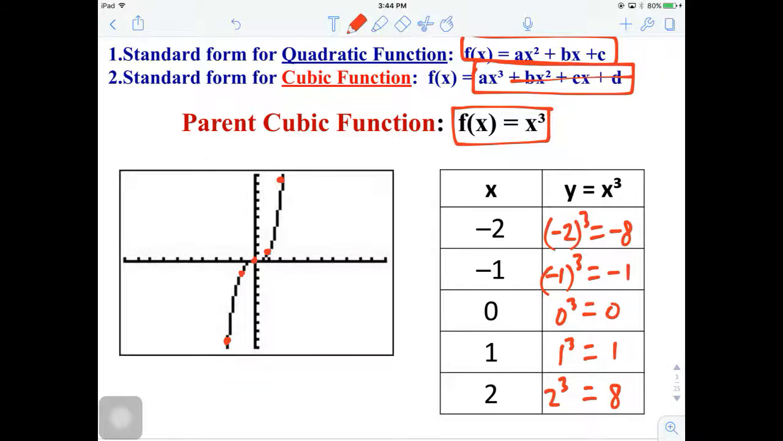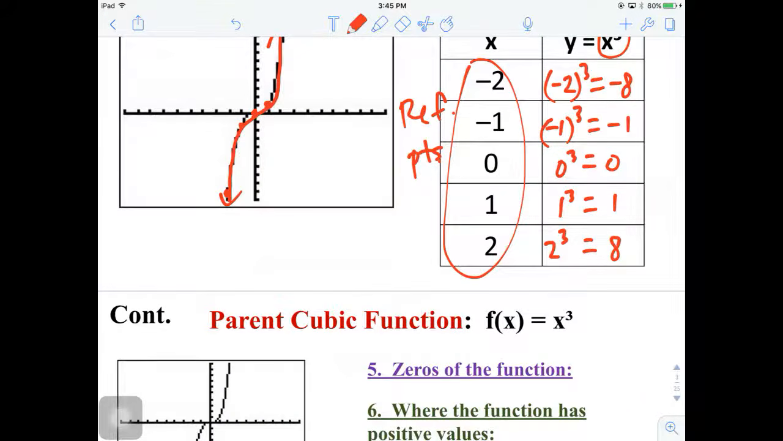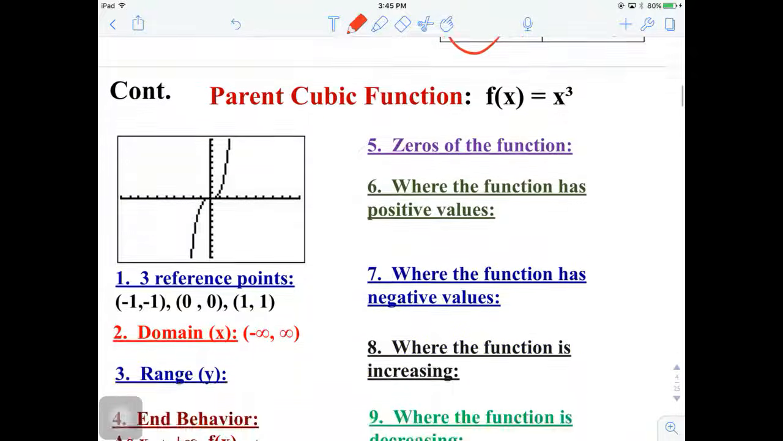What do you notice about those points once we connect them? Voila, it makes the actual skeleton for the cubic function. This is what makes the cubic function look like this. It's driven by this set of points, and we call these points the reference points. So we have a new set of reference points for the cubic function, obtained strictly from the function y equals x to the third. That is what we will be taking with us when we talk about the parent cubic function.